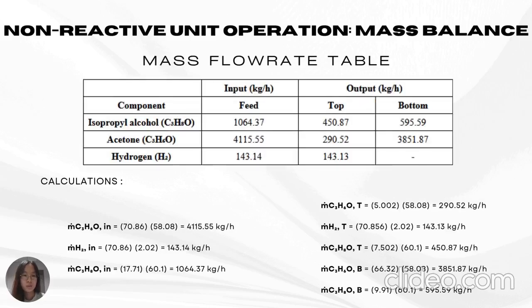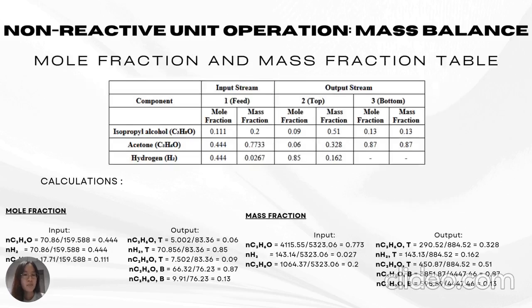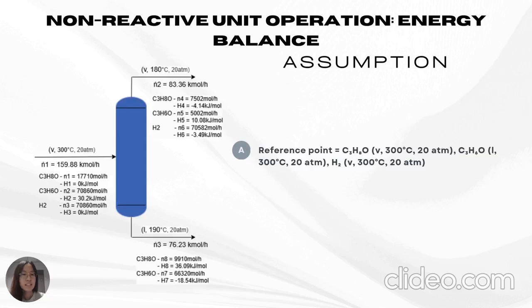Next is the mass flow rate table. Same as just now, but we'll take the molar flow rate of each component to multiply by their own molecular weight to obtain the mass flow rate. Lastly, we'll have our mole fraction and mass fraction table. For the mole fraction, we'll divide the molar flow rate by the total molar flow rate to obtain the mole fraction, and for the mass fraction, we'll divide the mass flow rate by the total mass flow rate to obtain the mass fraction. Next is the energy balance.